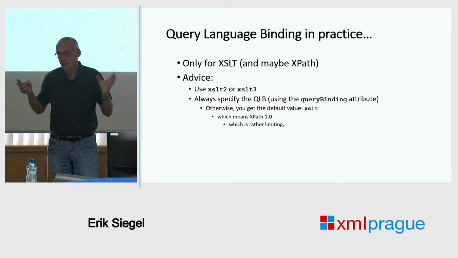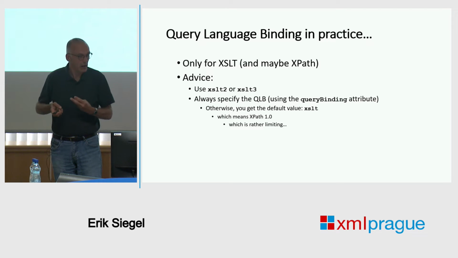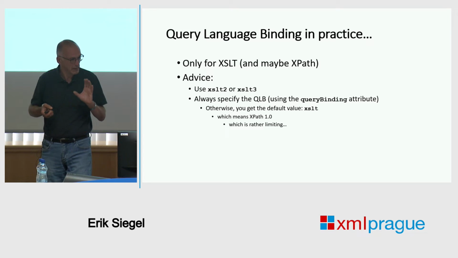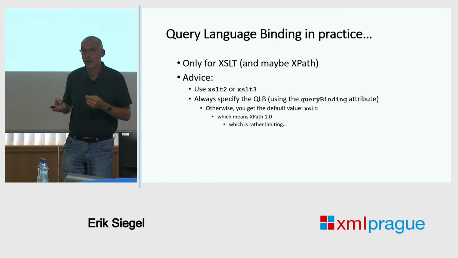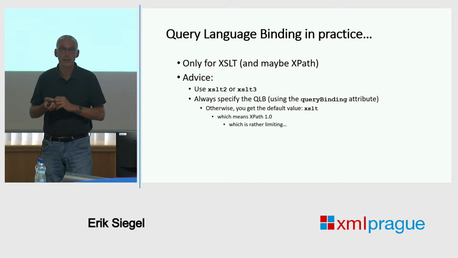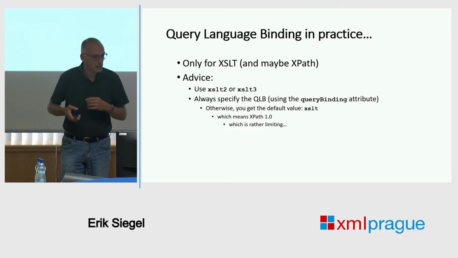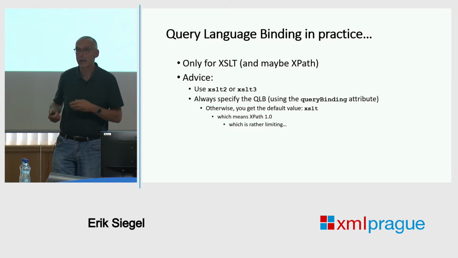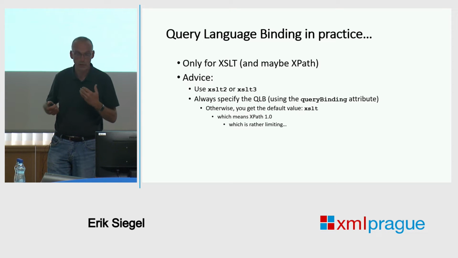In practice, the only query bindings supported, unless you have a bespoke processor, are the XSLT ones and maybe the XPath ones, because they're relatively easy. My advice would be not to leave the query binding attribute out, because then you get XSLT as the default, which means XSLT1, which means XPath1 expressions, which means, given the current state of the technology, severely limiting in what you can do. So my advice would be to either use XSLT2 or XSLT3, probably nowadays XSLT3, but XSLT2 will usually do also.